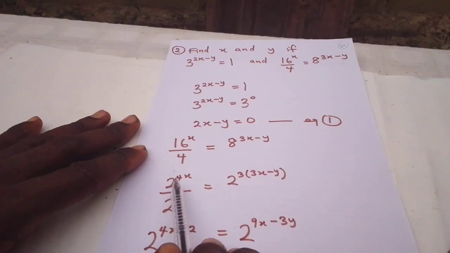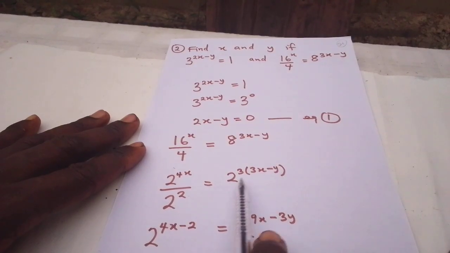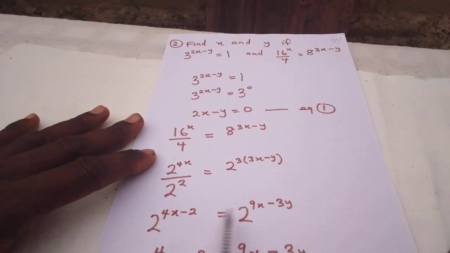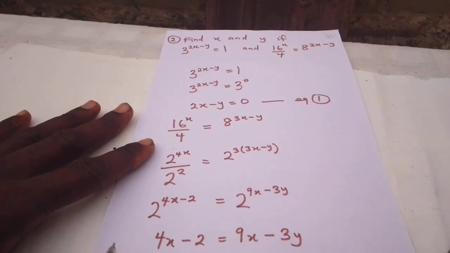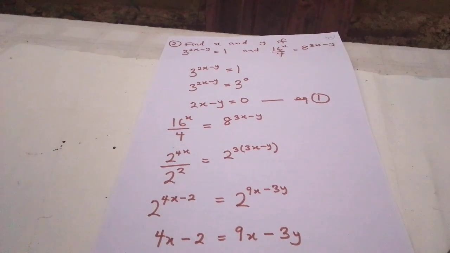So 2 raised to power 4x divided by 2 raised to power 2 can be written as 2 raised to power 4x minus 2. So you have turned it to a single power. It is equal to 2 raised to power 3 times (3x minus y). 3 times 3x is 9x. 3 times y is 3y, minus 3y. From here you can easily equate their powers. Since both sides are 2 raised to a power, you can equate their powers. So we have 4x minus 2 is equal to 9x minus 3y.